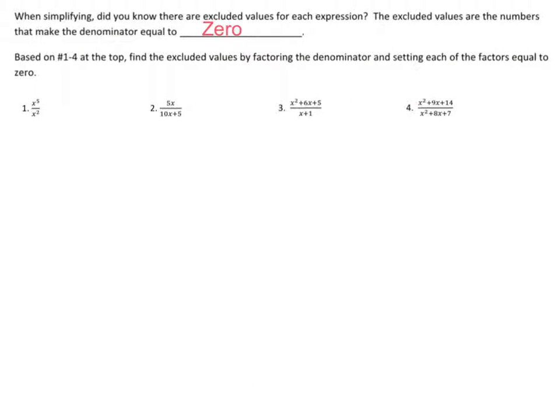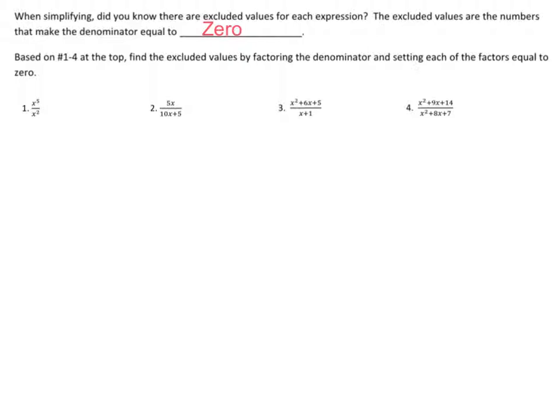When simplifying, did you know there are excluded values for each expression? The excluded values are the numbers that make the denominator equal to 0. So based on numbers 1 through 4 at the top, which I wrote back in here so we could look at them, we're going to find the excluded values by factoring the denominator and setting each of the factors equal to 0. If you're asked for excluded values, we only care about the bottom.